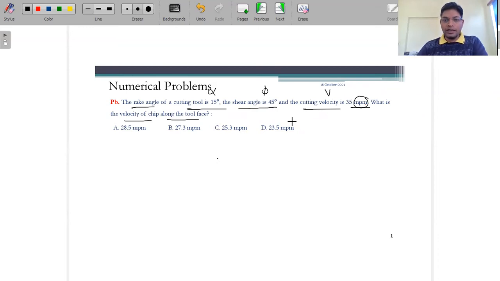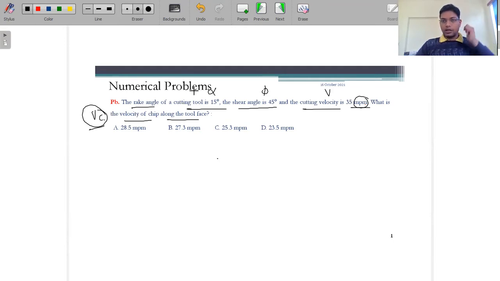Why is it mentioned along the tool face? Because this is the tool face. If we are moving this tool like that, then this is the tool face, this is the rake face, and when the chip is coming out, it moves like that. Along that, the chip velocity is there. So we have to find out the value of Vc.